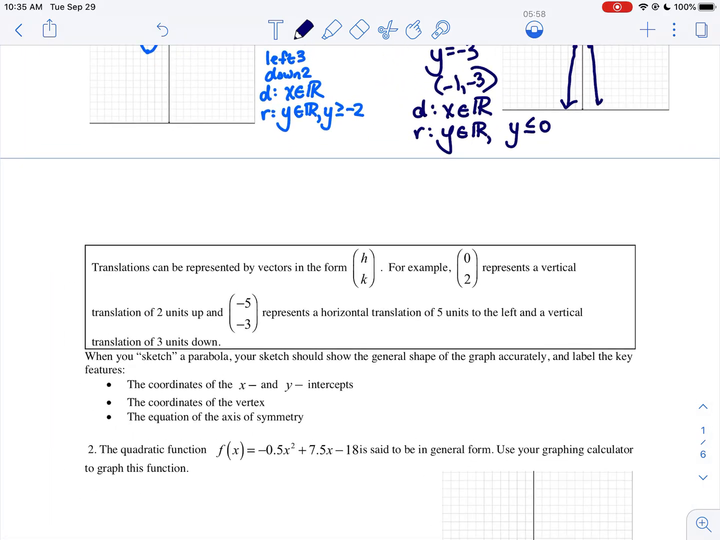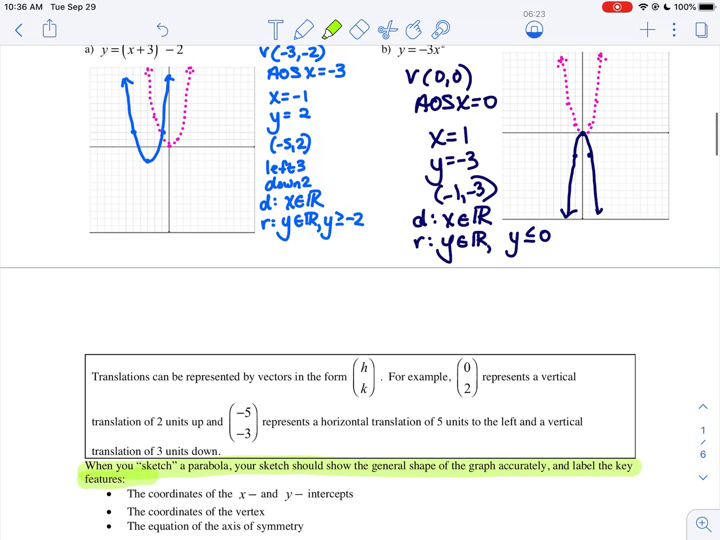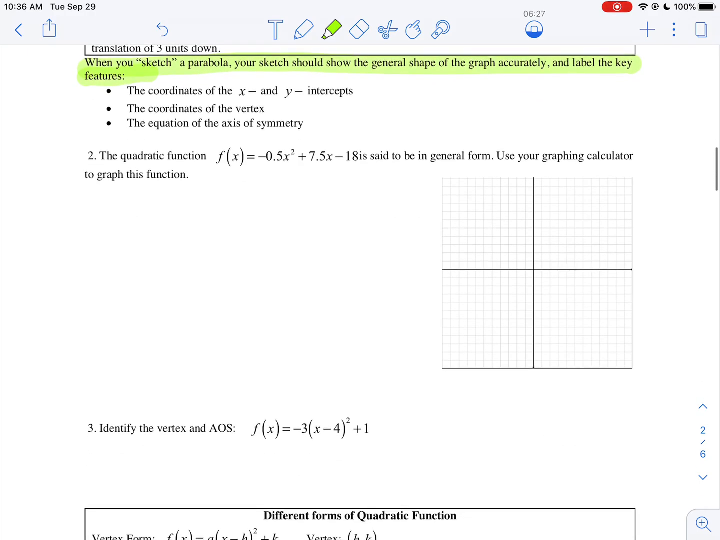Translations can be represented by vectors in vector form. If you call it h, k, so 0, 2 would be a vertical translation of just up 2. -5, -3 would be left 5 and down 3. When you sketch a parabola, you should include key features, and I actually didn't do my intercepts on the one, so we'll try and grab that here on this one.